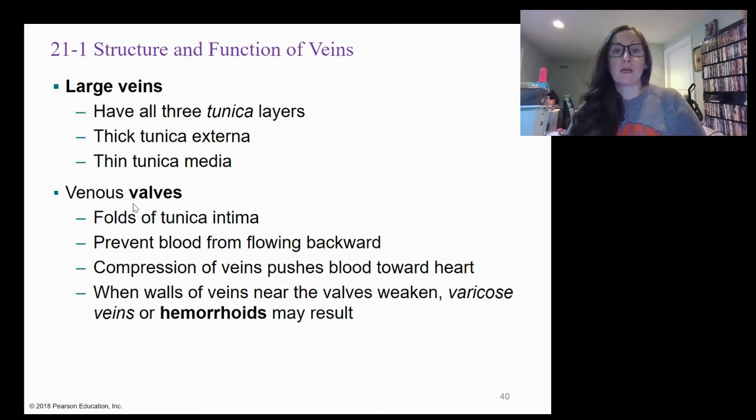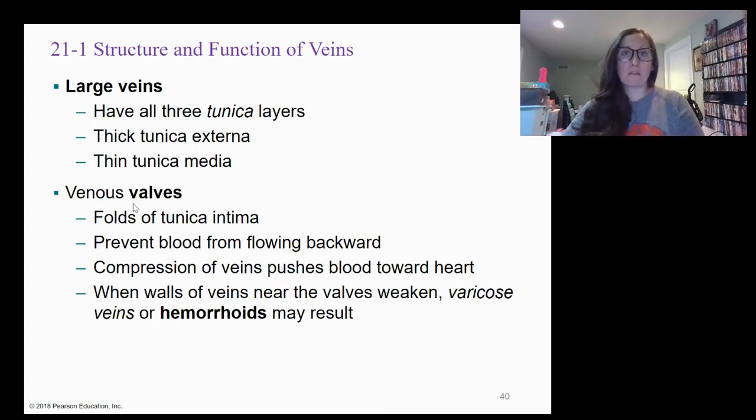Sometimes those valves, though, can get weakened, especially in people who are on their feet a lot, or they have maybe some extra weight on their bodies and they are on their feet a lot.